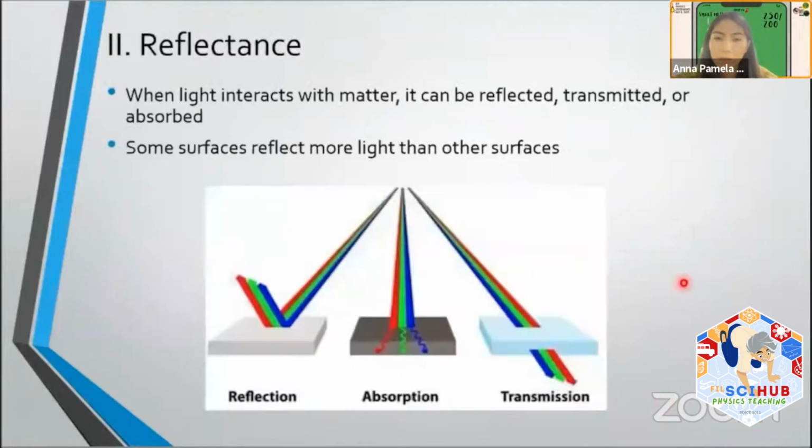Next is reflectance. Light is composed of different colors, and each color has a unique frequency or wavelength. When an incident light hits a material, some colors will be reflected, some will be transmitted, and others will be absorbed. For example, plant leaves reflect green light and absorb all the other colors. This is why leaves appear green to an observer.